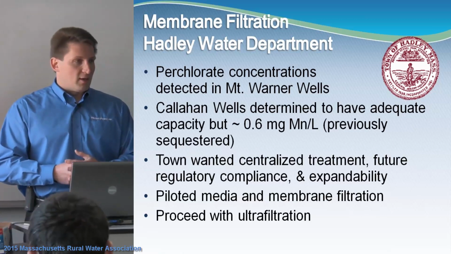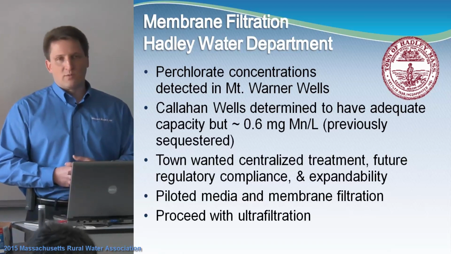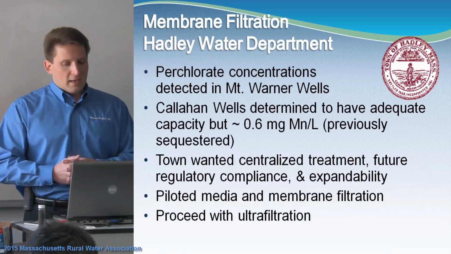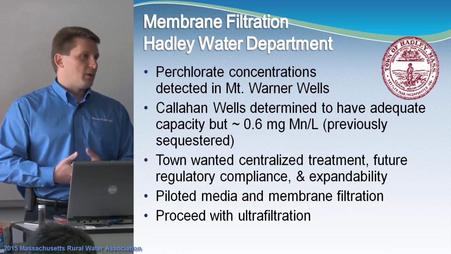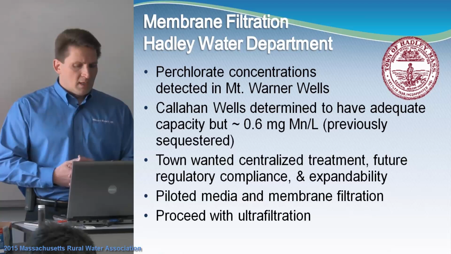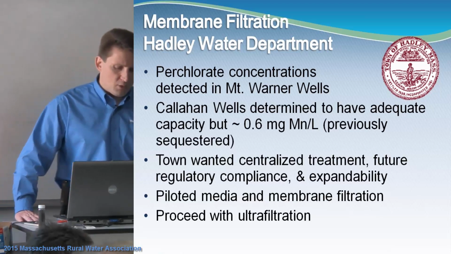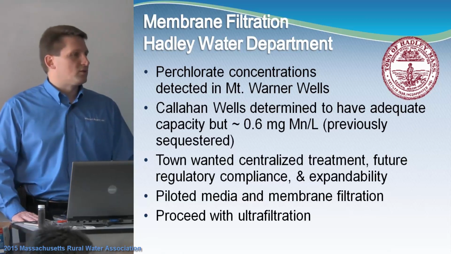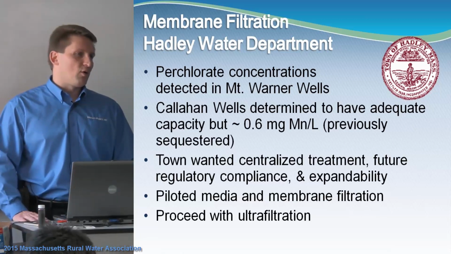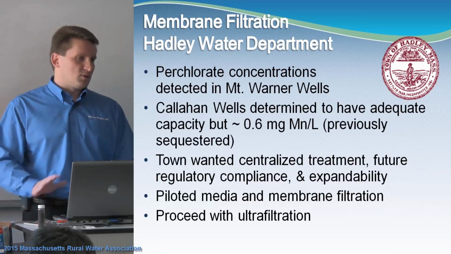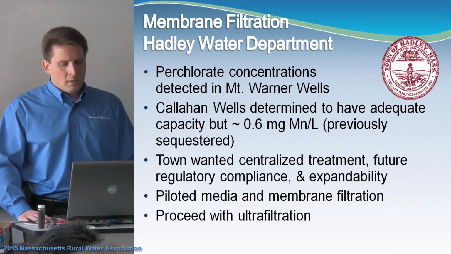Hadley was lucky enough that they also had two other large producing wells in another part of town, referred to as the Callahan wells. But the only problem with those was that they had manganese in the water. It was about 0.6 milligrams per liter. Previously, they had been using a sequestrant with the sources, and it was a high number. They were using, I think, a phosphate, and they were having coliform issues out in the distribution system. So they stopped using the Callahan wells and went to the Mount Warner wells.